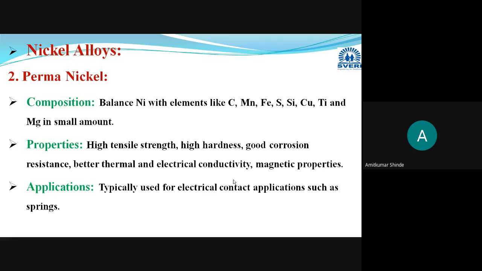Approximately 8 to 10 nickel alloys I have taken here. For each you have to remember the approximate composition. The percentages can differ a little bit here and there, some point difference can be considered.